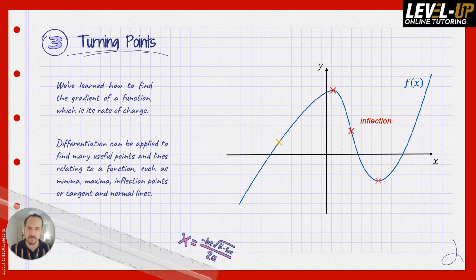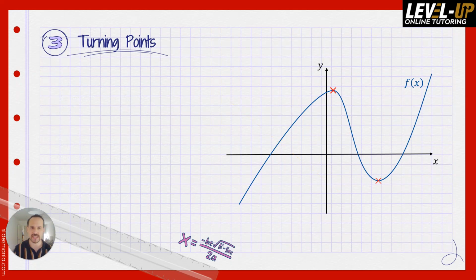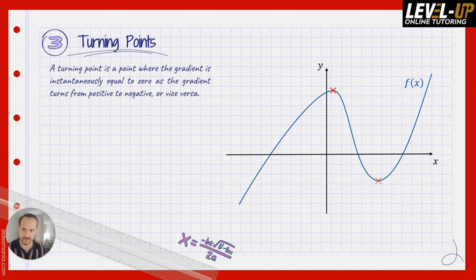Finally, tangent lines and normal lines. Again, we'll be looking at this more next time. We've seen that the gradient at a particular point is basically the gradient of the tangent at that point, and then we can use what we know about perpendicular lines to determine the normal line, which is perpendicular at that point. But today we're just focusing on the turning points. So let's get rid of that inflection point and the normal line.